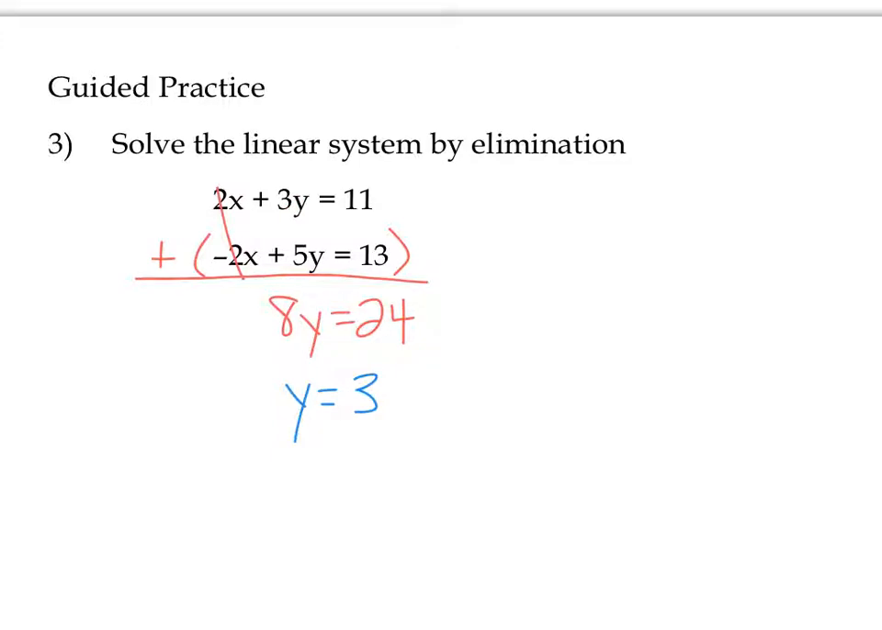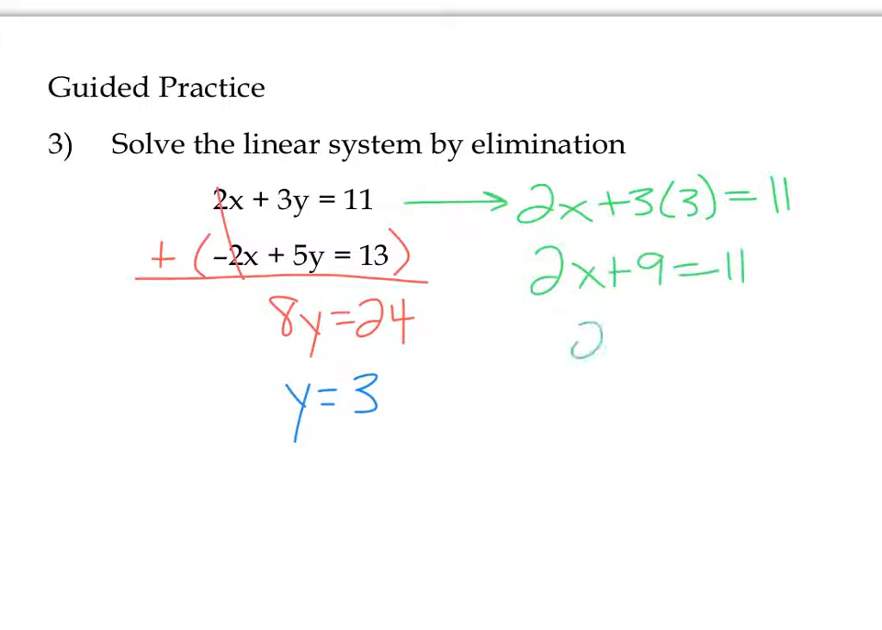I'm going to plug y into that equation. So if I do that, bring that over here, I'm going to have 2x plus 3 times 3 equals 11. That's 2x plus 9 equals 11, and 2x equals 2. Dividing both sides by 2, I get x equals 1. So my solution for the system is 1, 3.